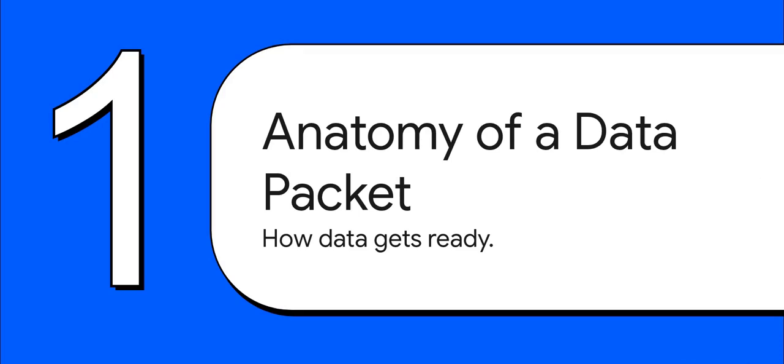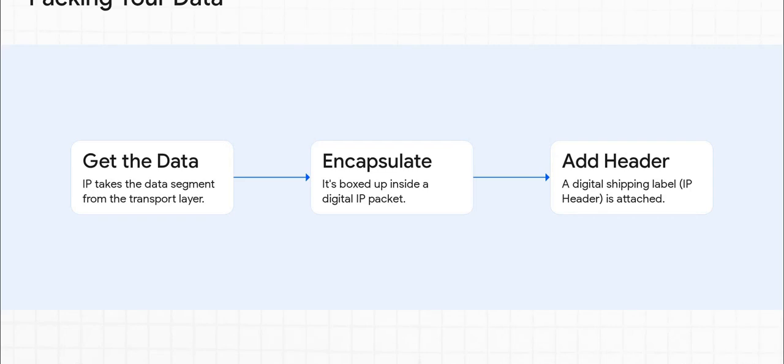Right? So before our data can go anywhere, it needs to be packaged up properly. You can't just drop a loose piece of paper into a mailbox and hope for the best, right? Same idea here. Your data can't just float around the internet on its own. It needs to be put into a standardized digital box. This whole process has a technical name, encapsulation. But really, it's simple. First, you take your data. Then, you digitally box it up inside what's called an IP packet. And then, the most important part, you slap a digital shipping label on the front. We call that the IP header, and it has all the instructions for the entire journey.